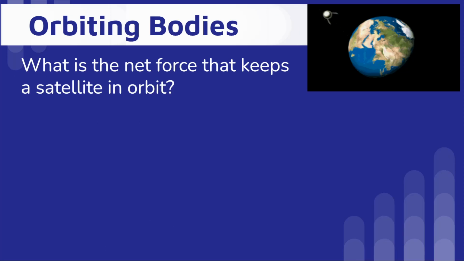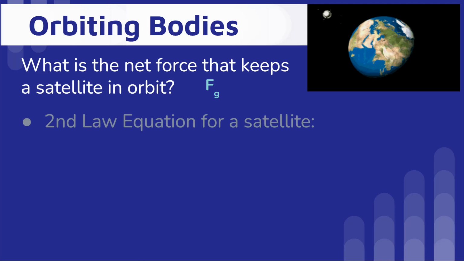So let's talk about things in orbit, since we've already looked at this in your RA. What is the net force that keeps a satellite in orbit? Gravity. So we have force of gravity, F sub g. That is the centripetal force in this example, the force that is pulling inward and keeping that satellite in its uniform circular motion.